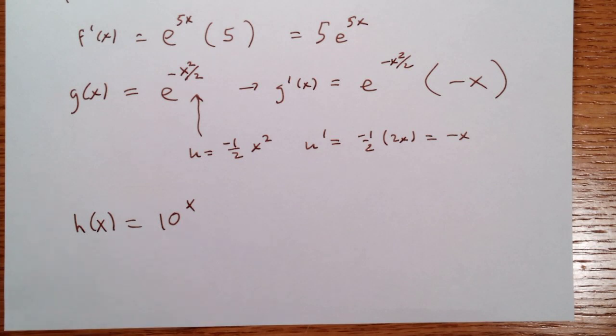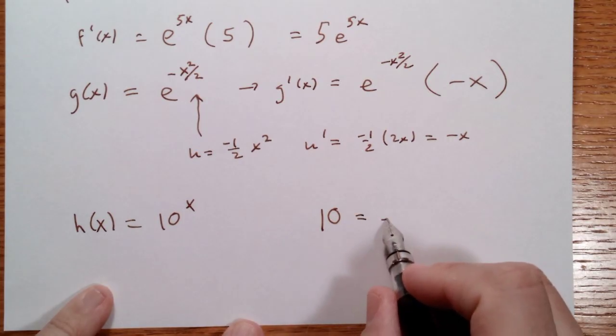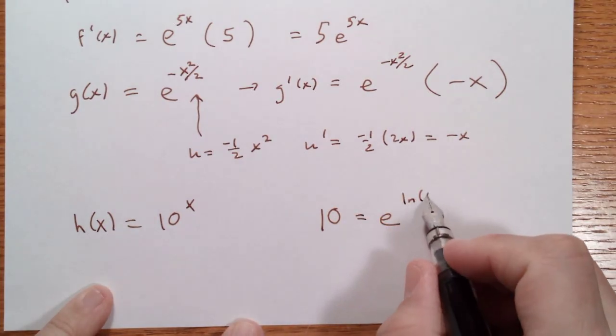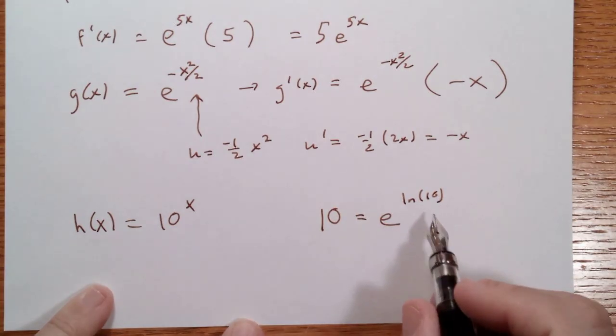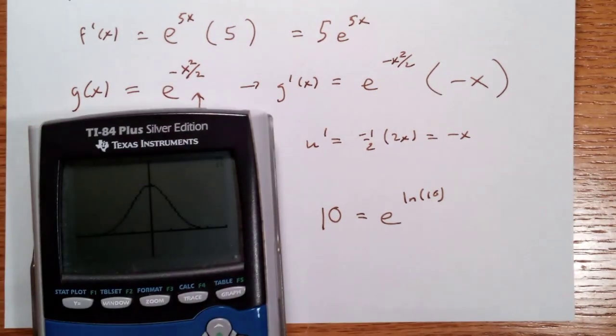How do I take the derivative of this? I can't. The only one I know the derivative of is the e. But I do know that e and ln cancel each other out. So I can take 10 and I can write it as e to the ln of 10. Now, ln of 10 is a number. Matter of fact, I don't know what that number is. I can find it.